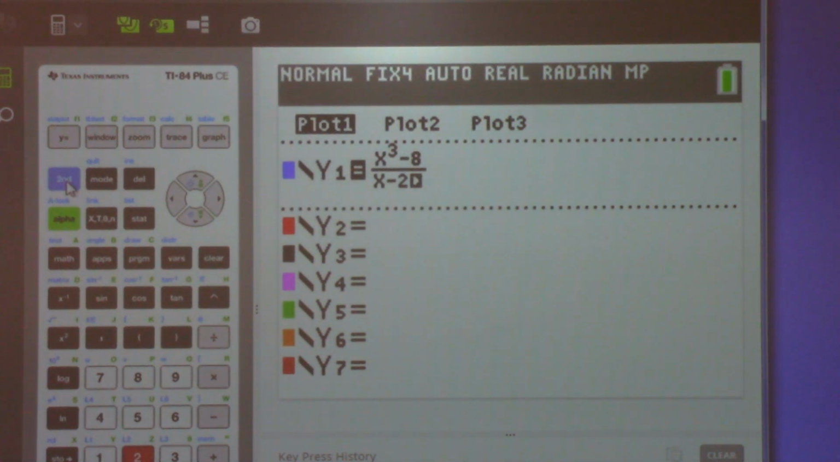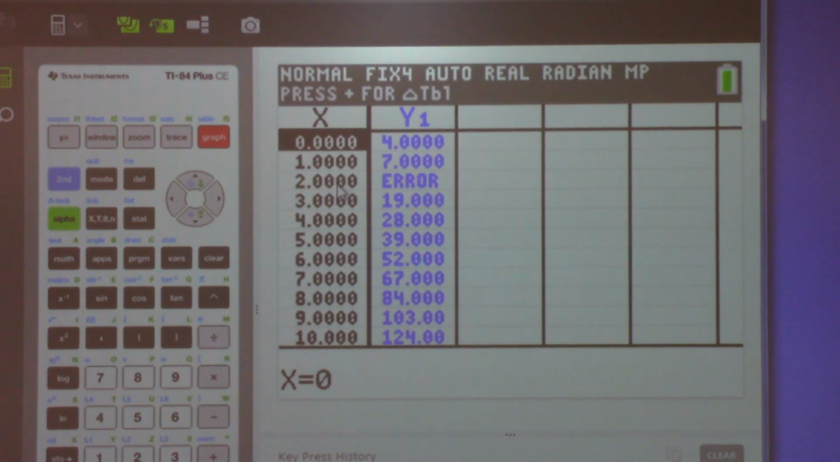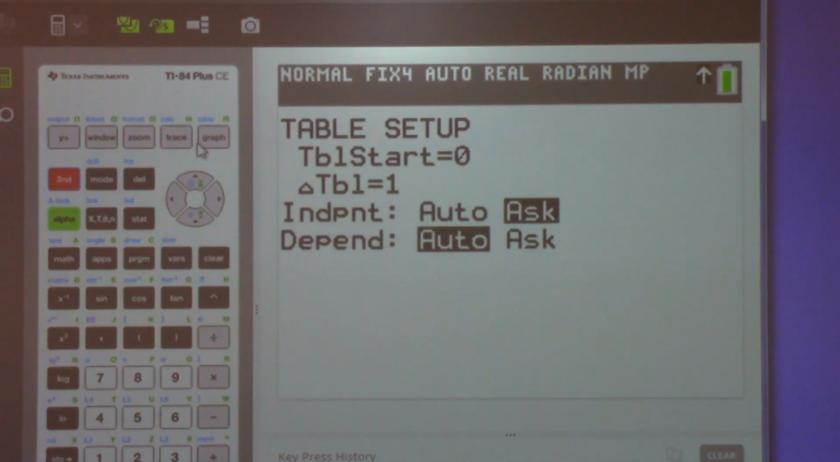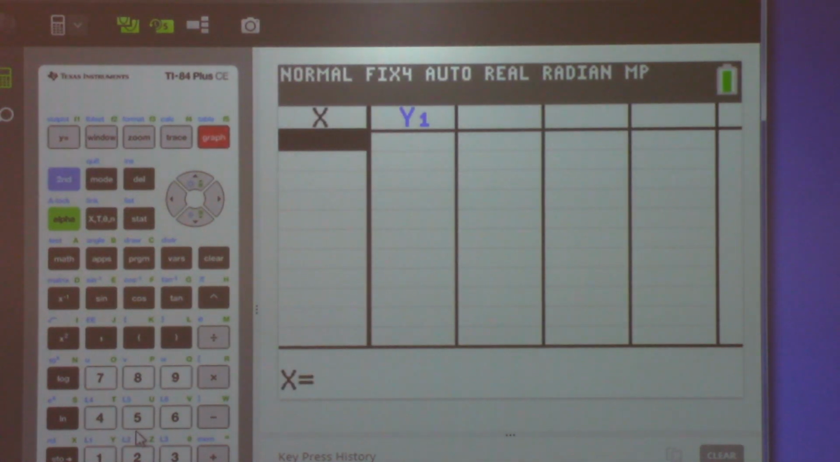And you can go to the table view. If you go to second table, you can see where x equals 2 that you have an error. One thing you can do for this, I will show you. In table set, you can set it up a certain way. Have you ever used table set? Let me show you. Go to second window, and what you do is you go down here to where it says independent, and you choose ask. Now you get out of here to the table view, and now you can enter whatever x values you want.